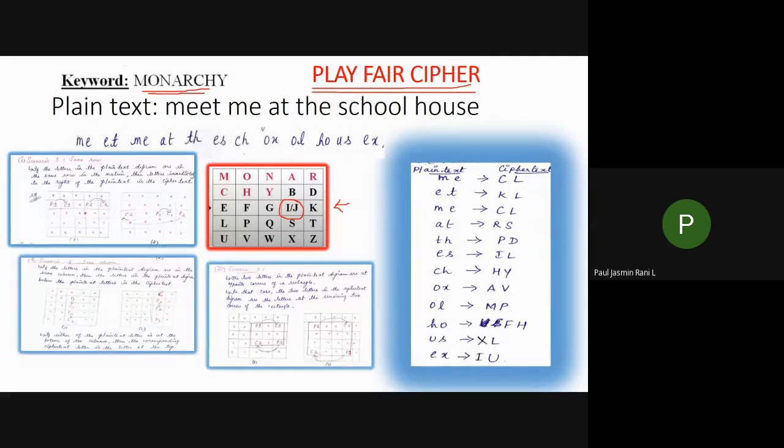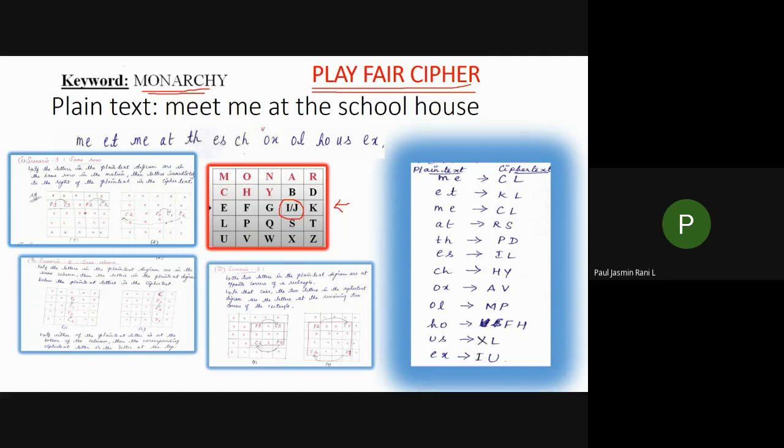MONARCHY, already you filled over there. For the remaining alphabets, you should not repeat alphabets. Suppose the key itself has repeated alphabets, while filling your 5 cross 5 matrix you have to write them only once. Okay, remember this point. After filling all the alphabets, you will have three scenarios to be followed.